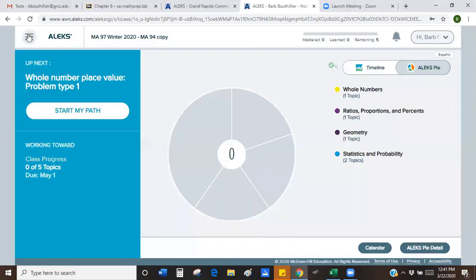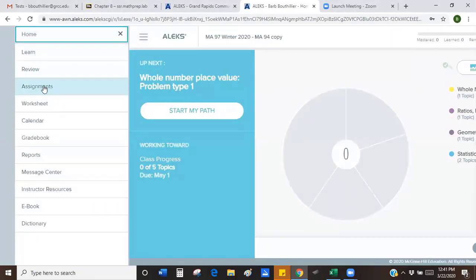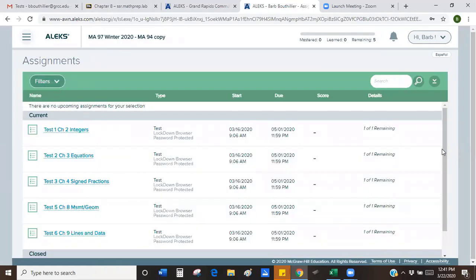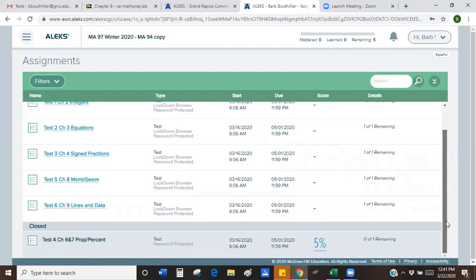So this is what we call the menu. They call it the hamburger. But to find it, go to the menu, the hamburger, go to assignments, then scroll down to the bottom. So this is all the assignments. This is all the different tests that you might be taking.